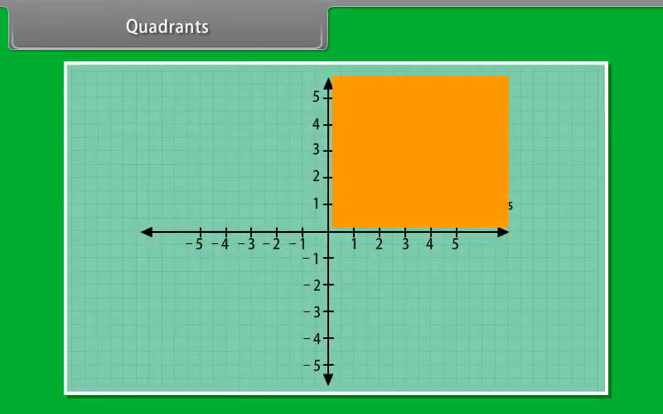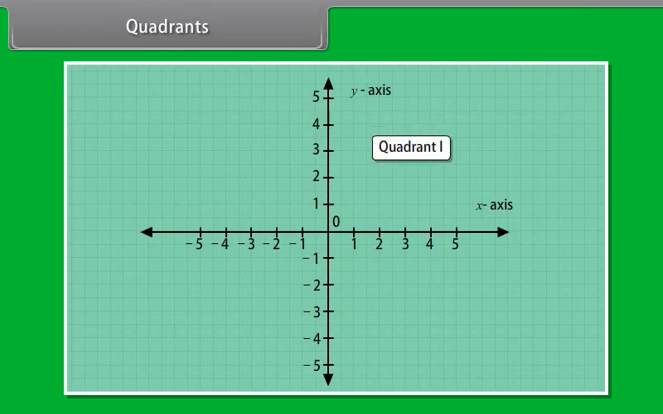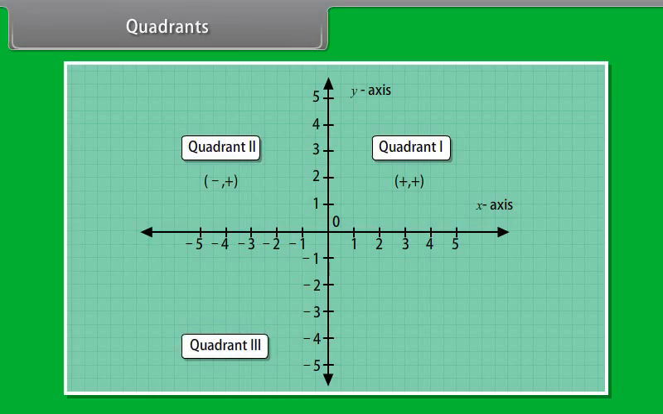Quadrants. The axes divide the plane into four quadrants. In quadrant 1, X and Y are positive. In quadrant 2, X is negative but Y is positive. In quadrant 3, X and Y are negative. In quadrant 4, X is positive but Y is negative.